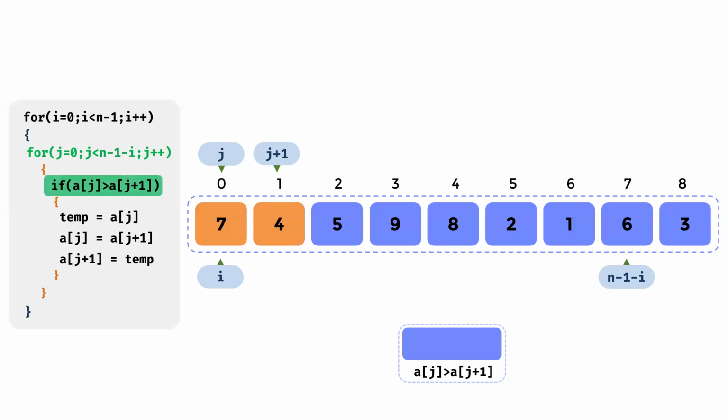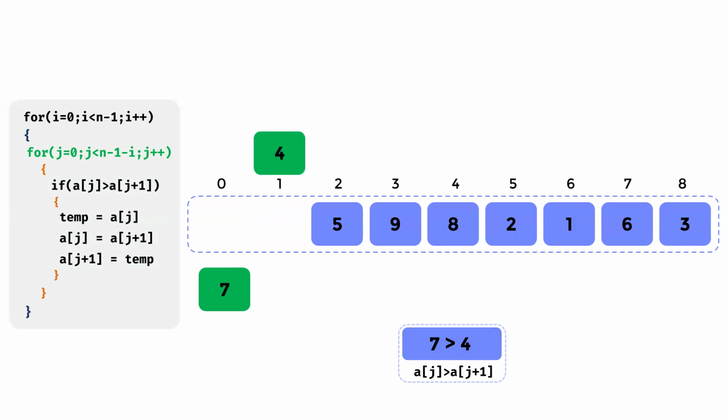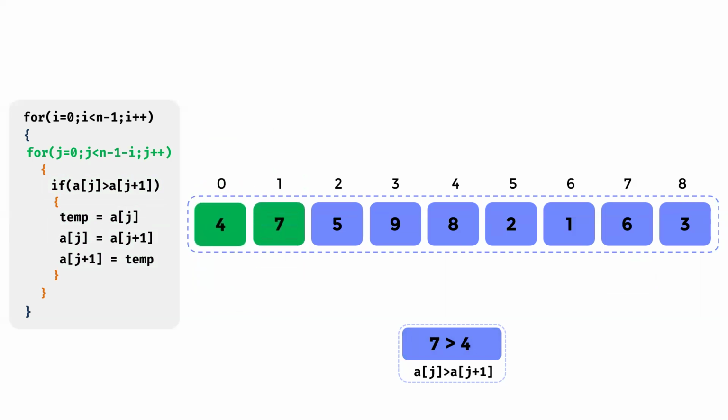So here the condition was true. 7 is greater than 4, so we need to swap them. 7 and 4 will be swapped. So the bigger bubble is floating to the top. That's it, you have compared adjacent elements. Now you need to continue. You should not stop there. You have compared that one, now you need to move to the next one.